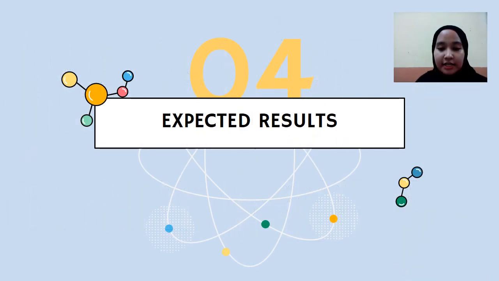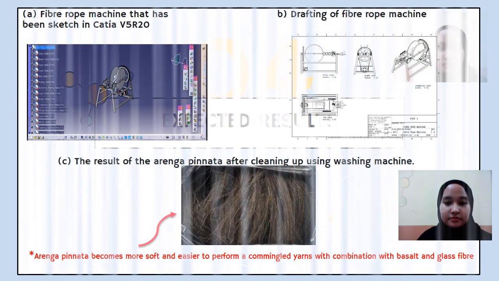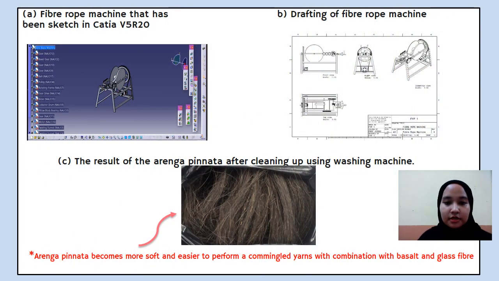For the next part, I will continue with expected result. As you can see, there were 3 figures, which is A, the fiber rope machine that has been sketched in CATIA V5R20, and figure B, drafting of the fiber rope machine. C, the result of Aringa pinnata after cleaning up using a washing machine. Aringa pinnata becomes more soft and easier to perform a commingled yarn with combination basalt and glass fiber.